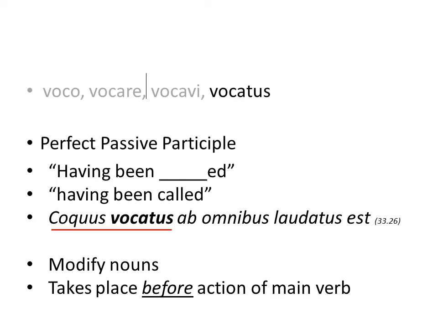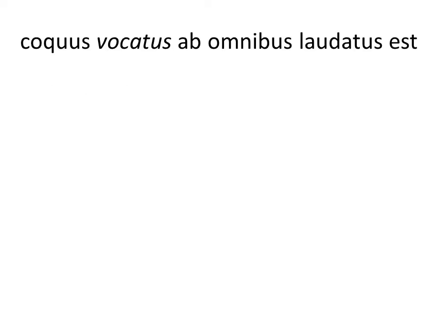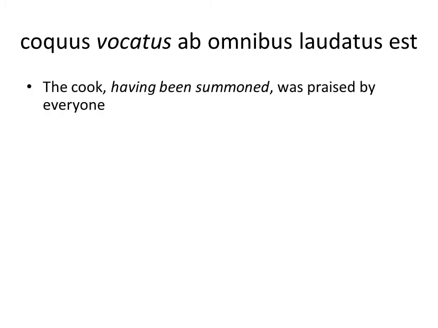So let's look at how we translate this. Here's our sentence again. Quoquus vocatus ab omnibus laudatus est. The most standard way we can translate that is the cook, having been summoned, or called, was praised by everyone. So like we just said, vocatus modifies quoquus, so it is the cook that is the person having been summoned, having been called, but the main verb here is laudatus est, the combo, perfect passive verb. So the cook was praised, and ab omnibus is an ablative of agent. He was praised by everyone, having been summoned.